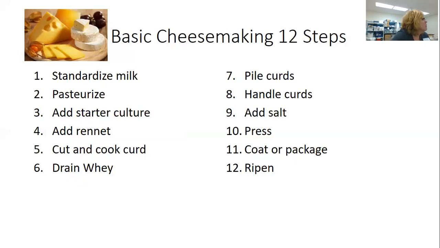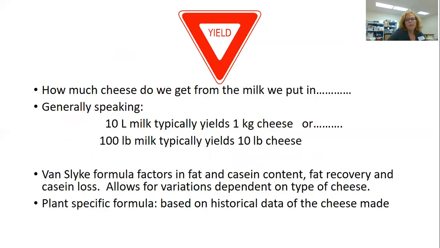What does salt do? Two things. Salt provides flavor. And what does it do to the bacteria? Slows it down. So then we press it, get all the rest of the whey out, and we either coat it or package it, and we ripen it, which means we let it sit and let the flavors meld together. So those are the basic cheese making steps. I suggest you put them on flashcards or otherwise learn them. That might be a good thing to have on your little note card.